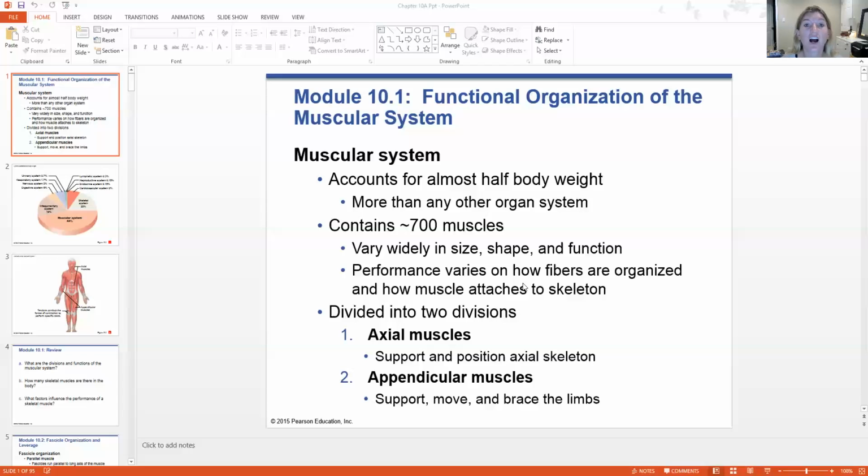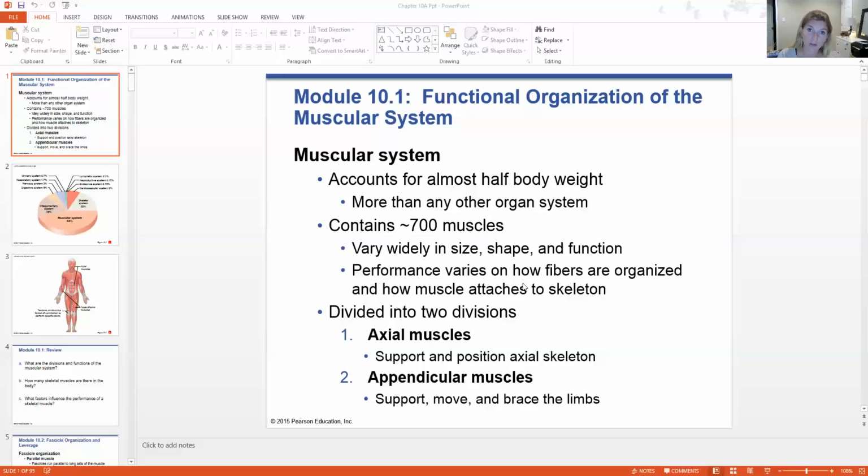There are 700 muscles. You thought the bones were hard? Muscles are harder. I'm not going to lie. A lot of students struggle with these. But the good thing, now that you know the bones, you pretty much understand how the muscles are going to be named also. It's very, very similar. So the performance of the muscle basically depends on how the muscle fascicles or fibers are arranged and how they attach to the skeleton. We divide the muscular system into two divisions.